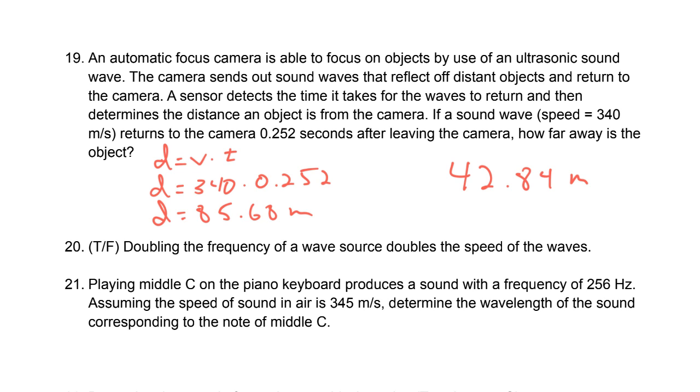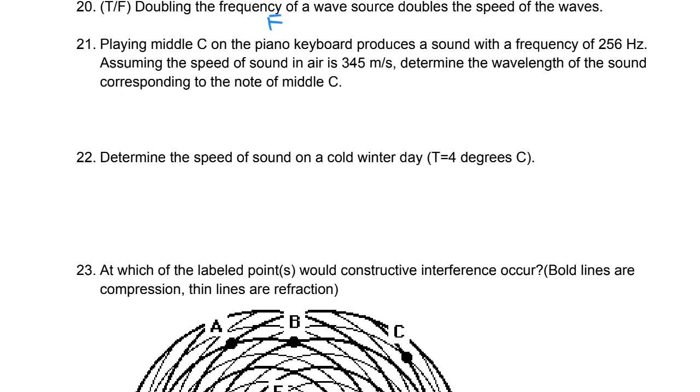Number 20, true or false, doubling the frequency doubles the speed. That is false. Speed is set by the medium. You cannot change the speed by changing your frequency.